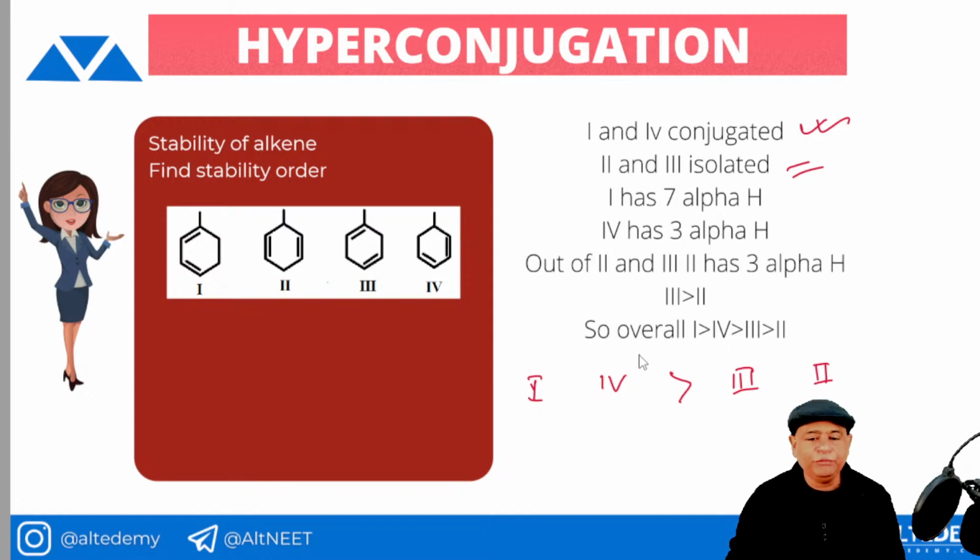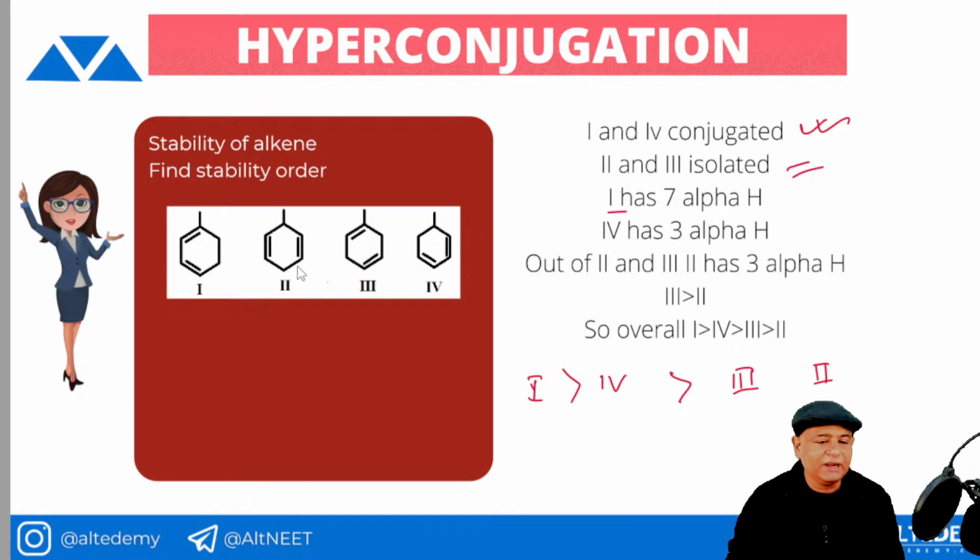Now, among 1 and 4, we can say 1 has 7 alpha hydrogens. We can find it out, 7 alpha hydrogens. There is a double bond here. There are 3 hydrogens present out here. Again with this, we can say 3 hydrogens here, 2 hydrogens here. With this double bond, again 2. So it has 7 alpha hydrogens. So 1 has 7 alpha hydrogens, so 1 is maximum stable.